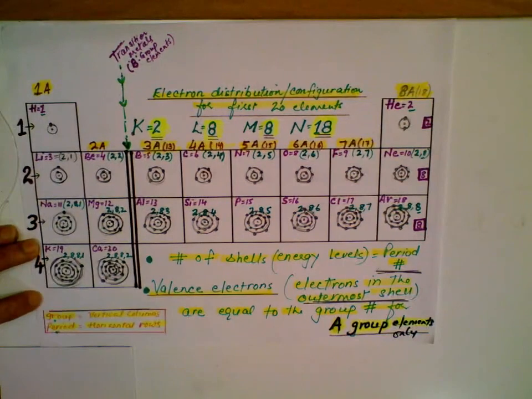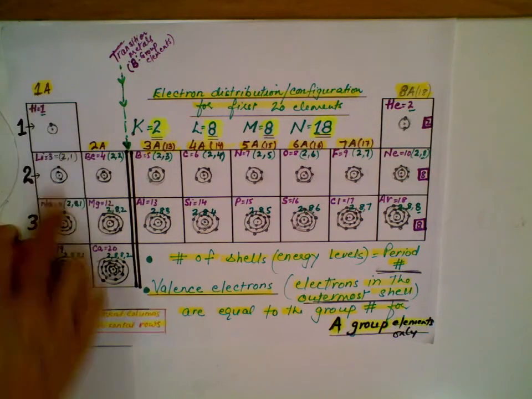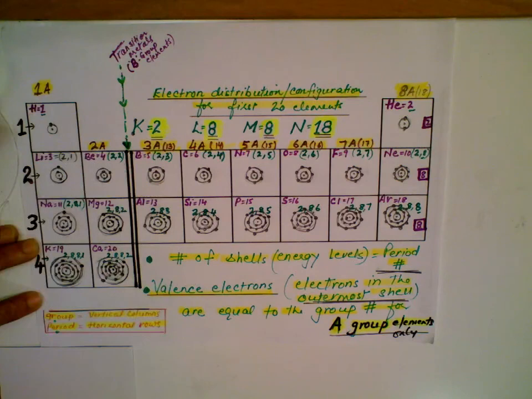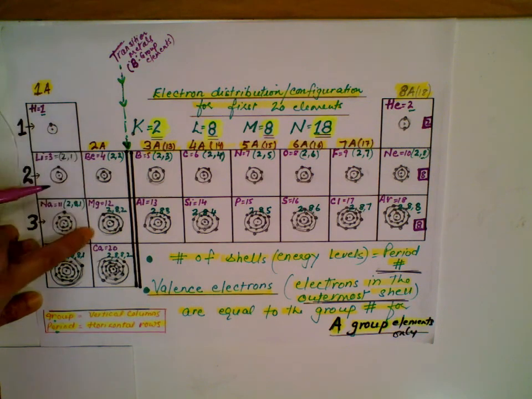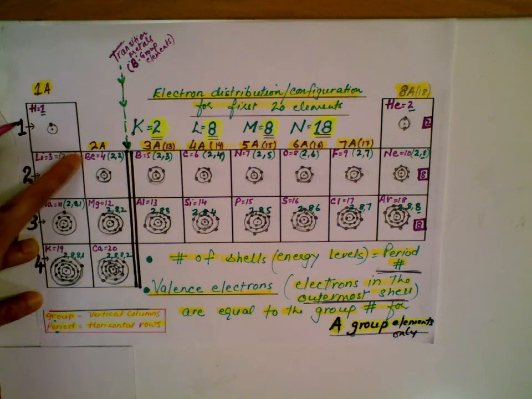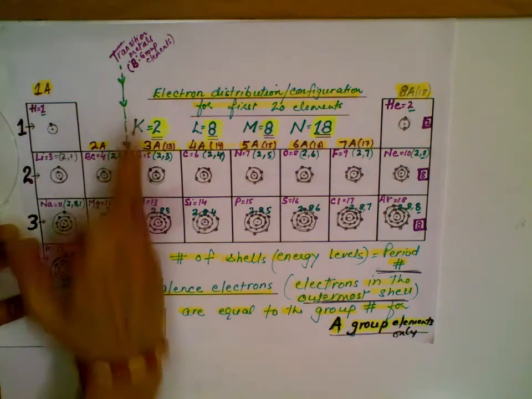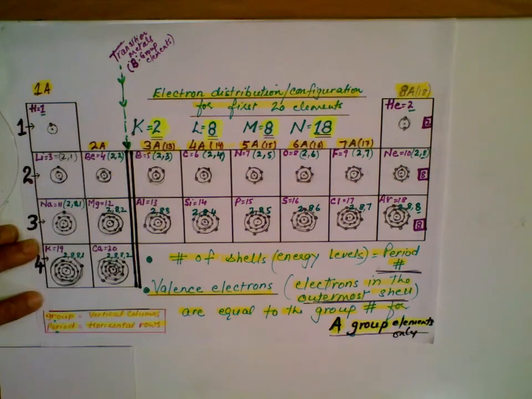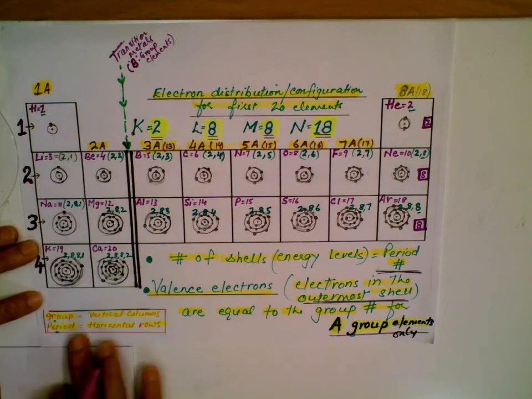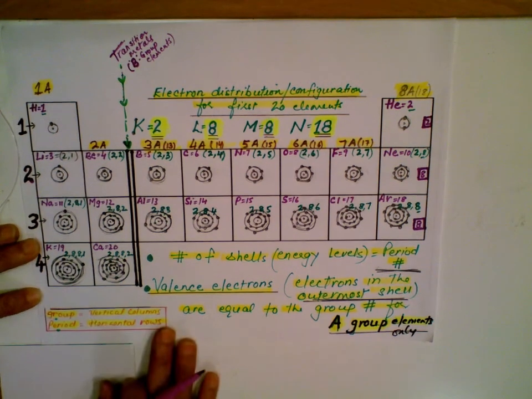And group number is the same as valence electrons. All these, 1 valence electron for hydrogen, 1 for lithium, 1 for sodium, 1 for potassium, and the same here for group 2 elements, 2 valence electrons, 2 valence electrons, 2 valence electrons for calcium, 2A. But that's not true for transition metals, because for transition metals, the valence electrons vary, and that's why we are not including transition metals here. Okay. All right. So everything is here. Groups are vertical columns, periods are horizontal rows.